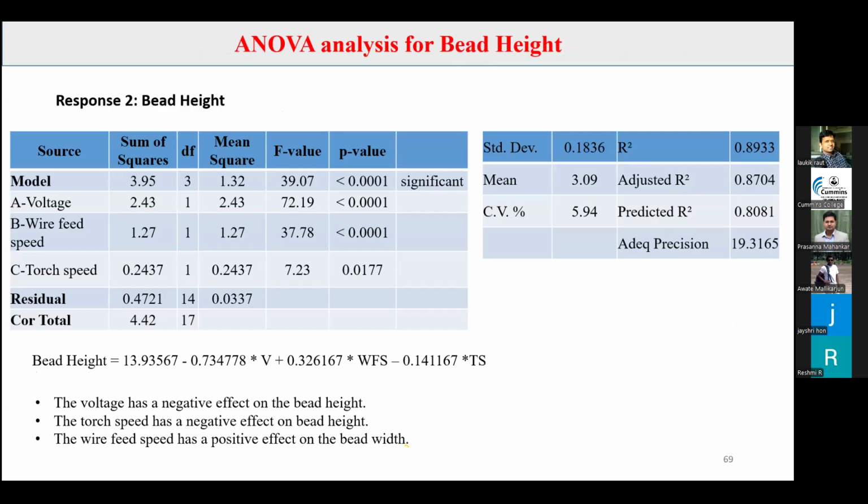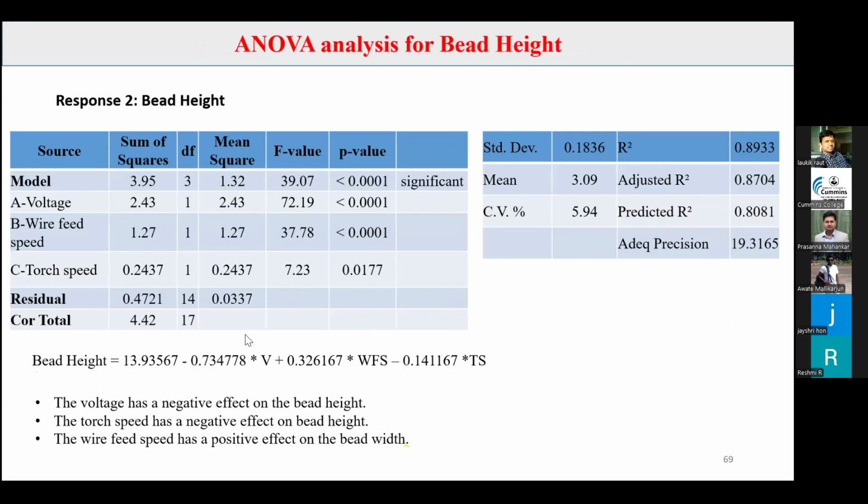Again, the model was significant. R square value is 0.89, quite good. This is the equation. Here the voltage has a negative effect over the bead height. Wire feed speed has a positive effect. Torque speed has a negative effect.